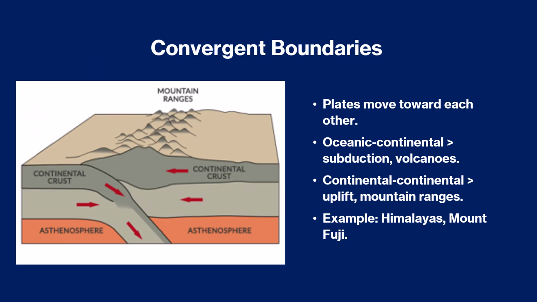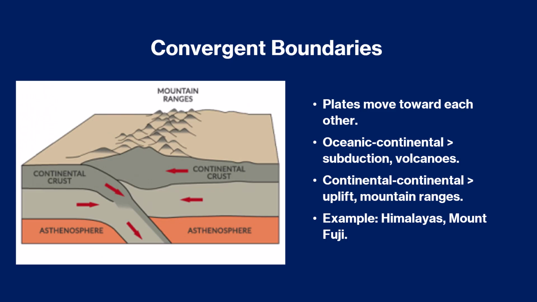Convergent boundaries. Now, these occur where tectonic plates move toward each other. When an oceanic plate converges with a continental plate, the denser oceanic plate is forced beneath the lighter continental plate in a process that is known as subduction. This creates deep ocean trenches and magma that rises to form volcanic mountain ranges such as Japan's Mount Fuji.